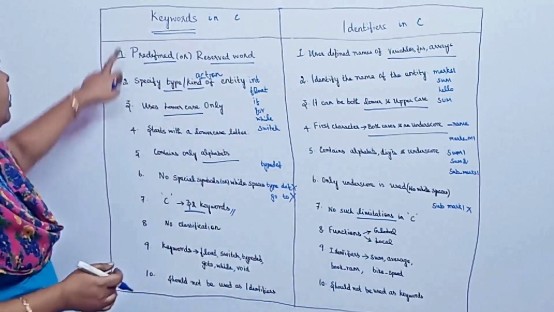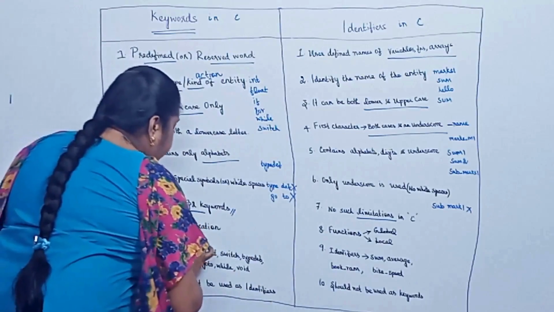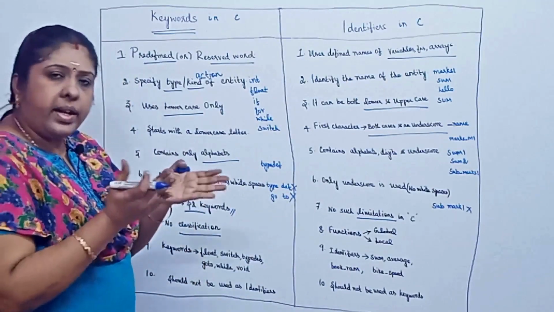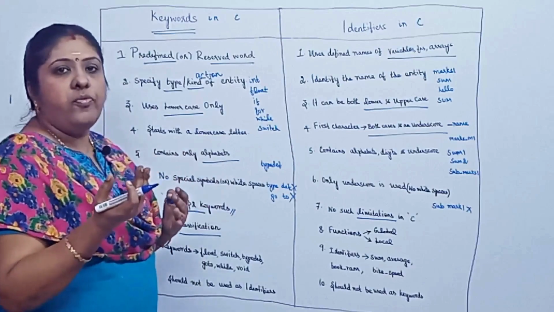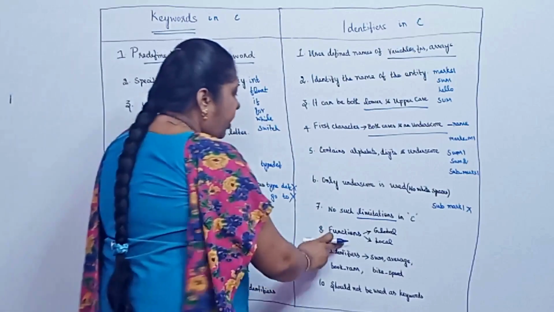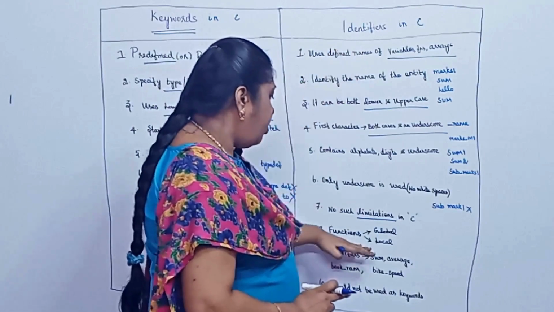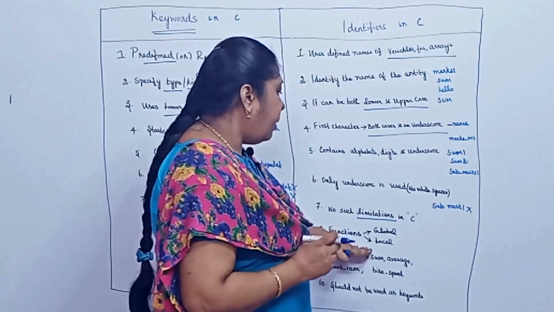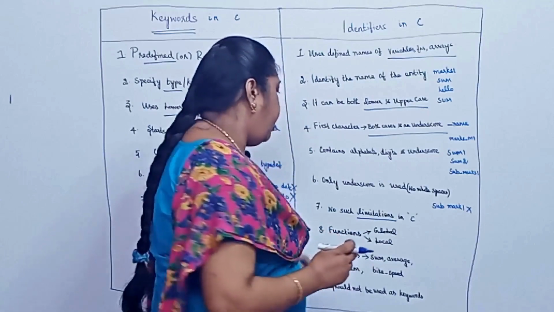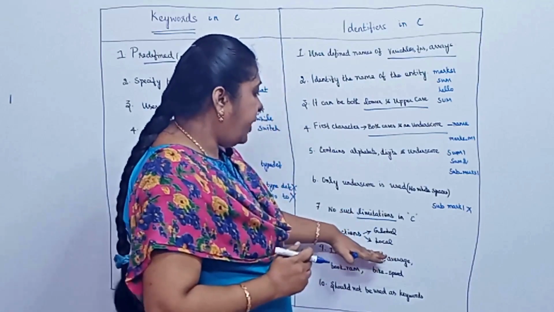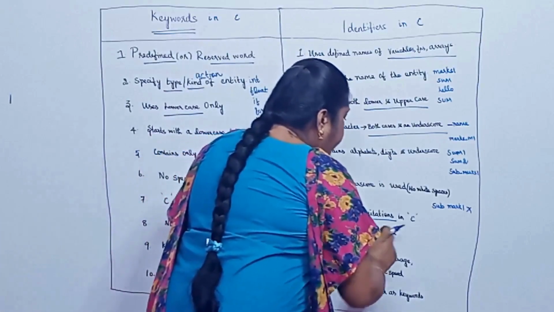And then the next one, the eighth point: keywords don't contain any type of classification. That is, they cannot be classified. It is just a predefined word, and there are 32 keywords. Here, the identifiers, that is the variable names, when used in functions, can be called a global variable as well as a local variable. This was also already discussed in the structure of a C program. You can refer to it.